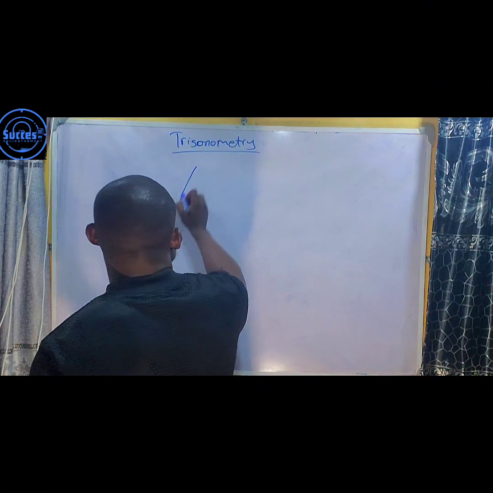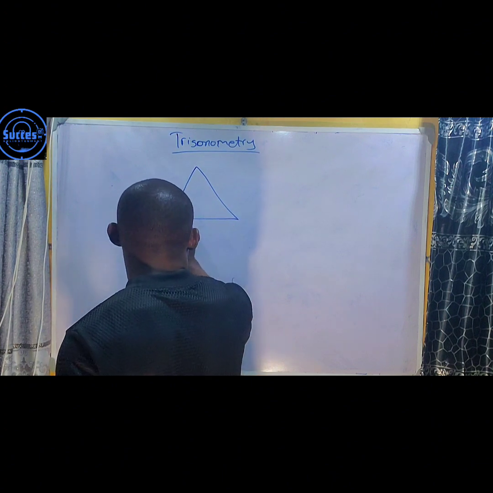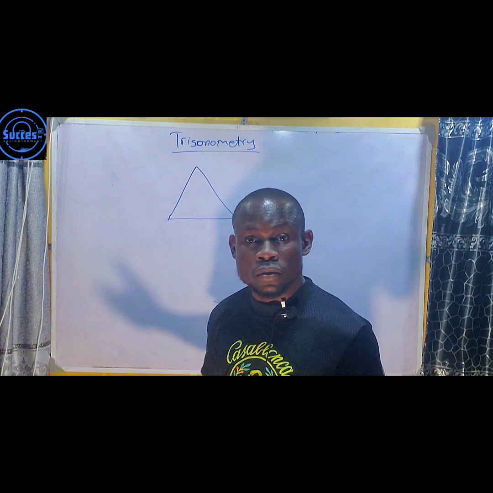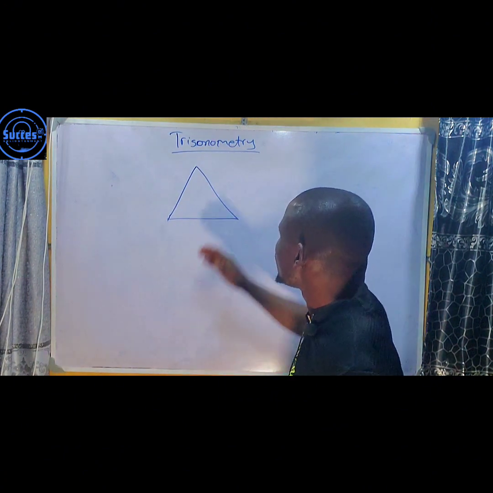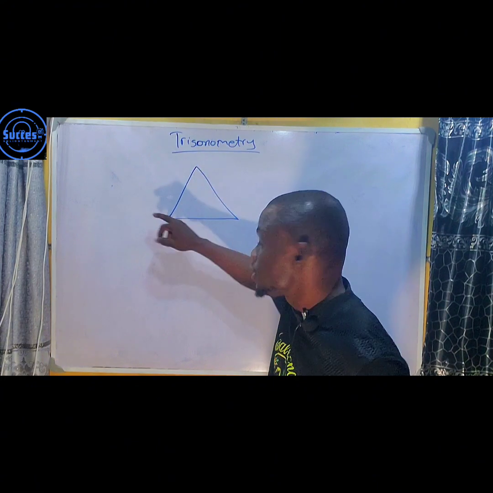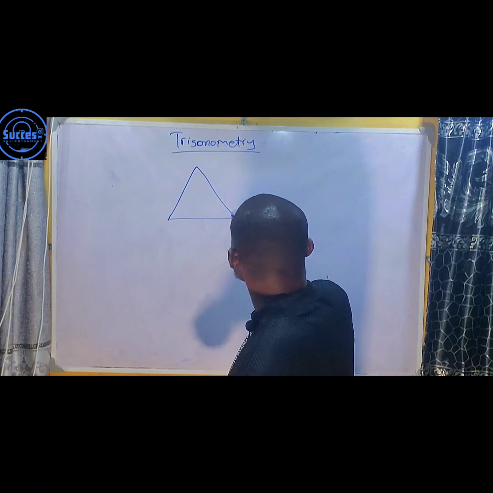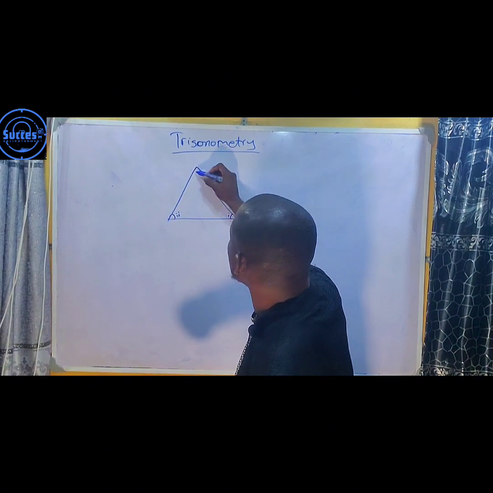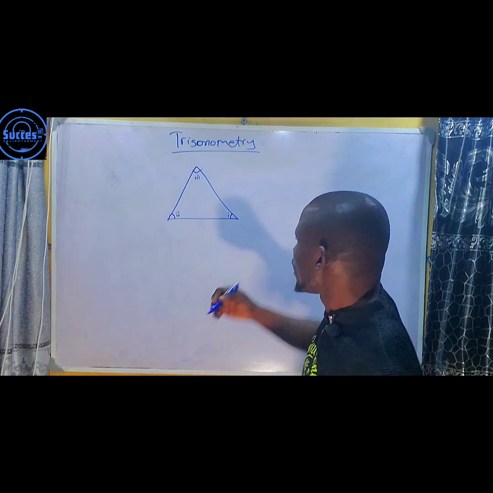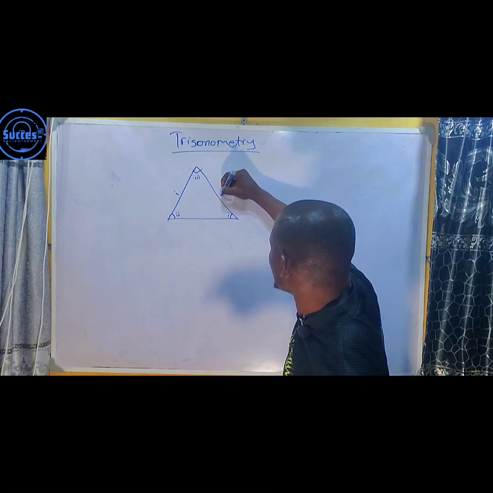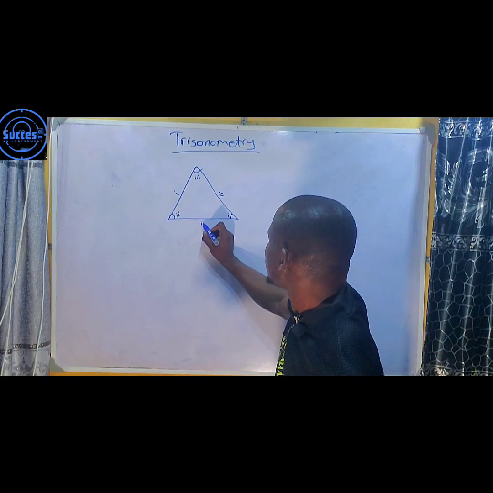This is a triangle. It has three sides. Now, it has been shown that there's a relationship between the angles of this triangle and the sides. These are the sides, and these are the angles. This is angle 1, this is angle 2, this is angle 3. And these are the sides. Let me say this is side 1, this is side 2, and this is side 3.